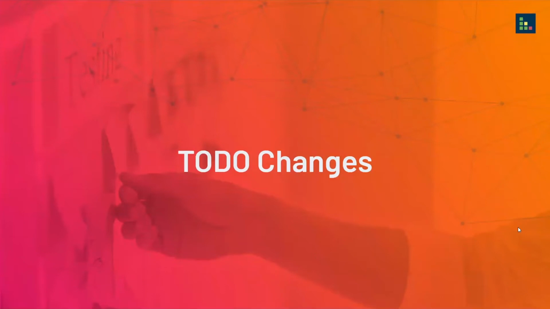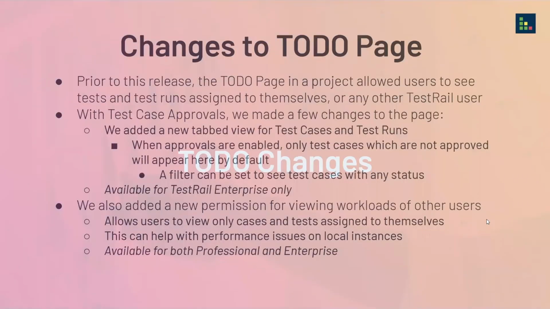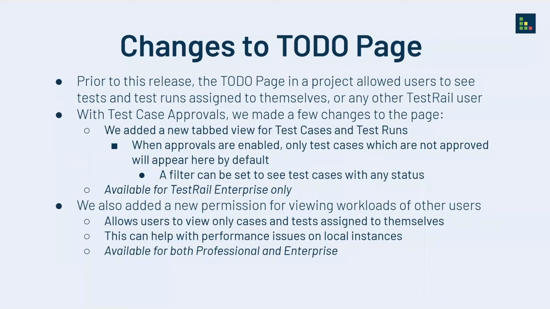So to accompany some of the assignments for test cases, we've made some changes to the to-do area. Since the to-do area in TestRail shows you your test case or test assignments within test runs, we've updated the to-do area to also show you your test cases that are assigned to you. So prior to this release, you only saw tests and test runs which were assigned to you or other TestRail users.